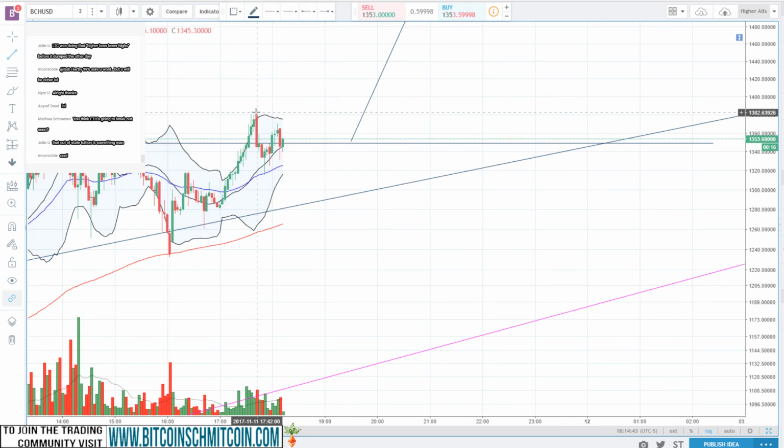Actually, we'll leave this up here so we can see if we break out of this little pennant here. Something like that, and something like that. Beautiful.